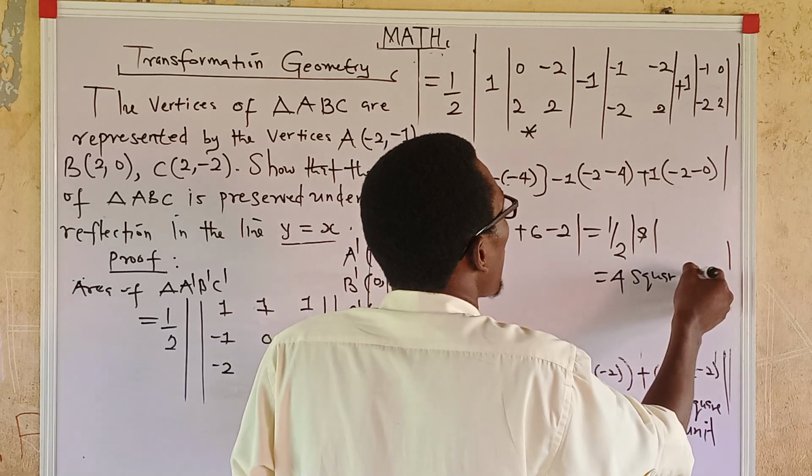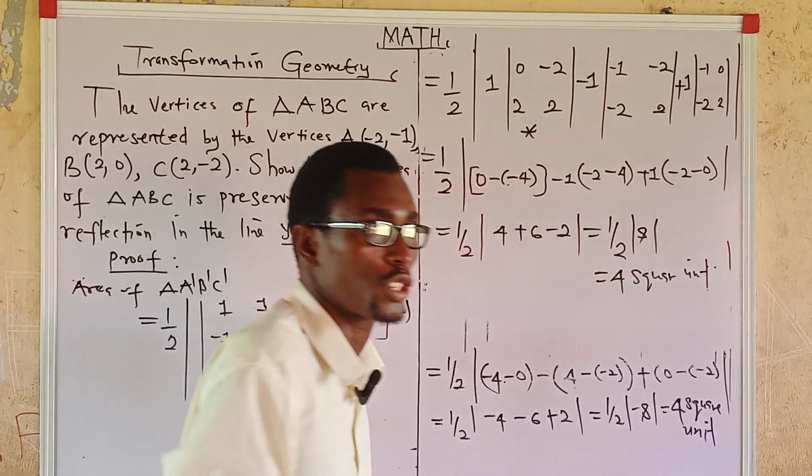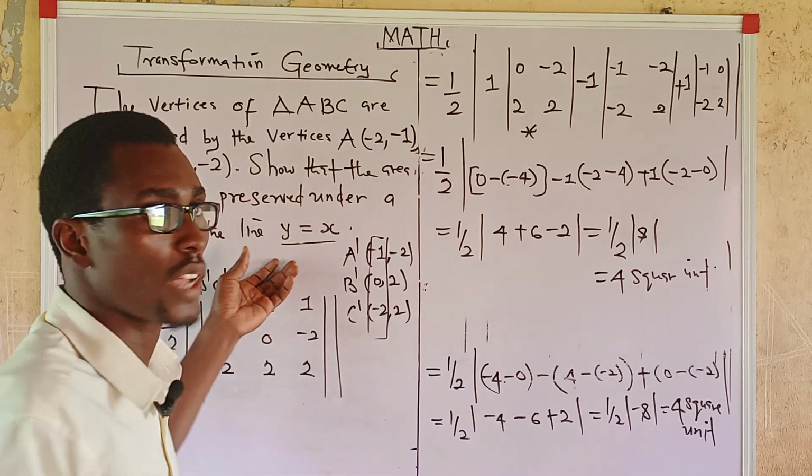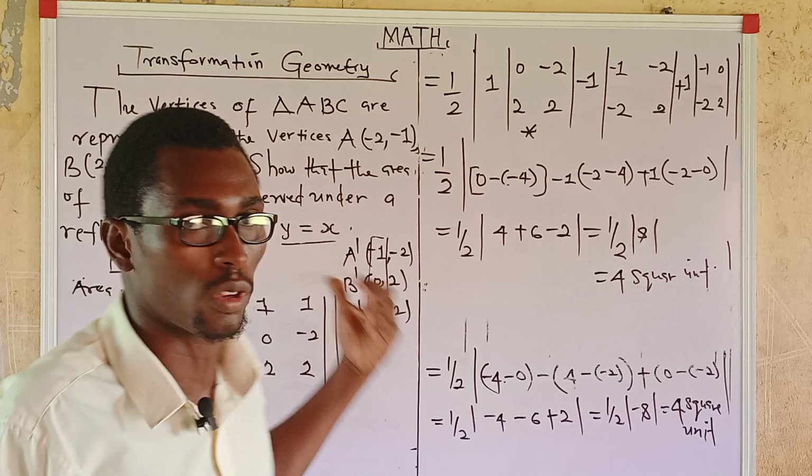All right? So you see that it's the same thing with the area we calculated for triangle ABC. So that shows that indeed a reflection preserves the area. So we've come to the end of this particular video.